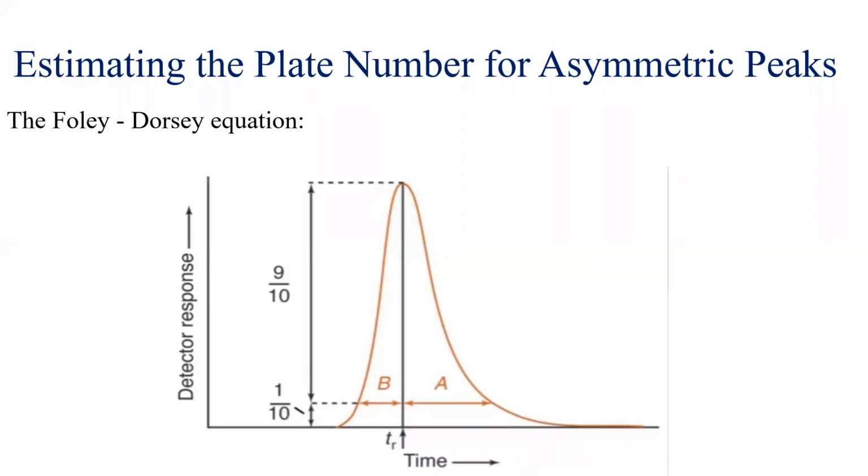So this is the graphical representation of the Foley-Dorsey equation. Here the graph is detector response versus time. A and B are the two asymmetry factors. By combining these two asymmetry factors, the peak width of the peak can be calculated.